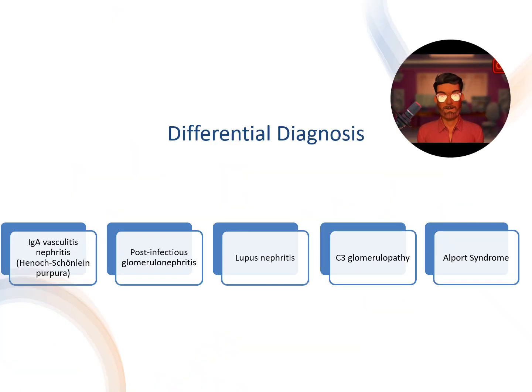The most common of the differential diagnoses include IgA vasculitis, PIGN or PSGN, lupus nephritis, and C3 glomerulopathy, which is a part of the MPGN family, as well as Alport syndrome.